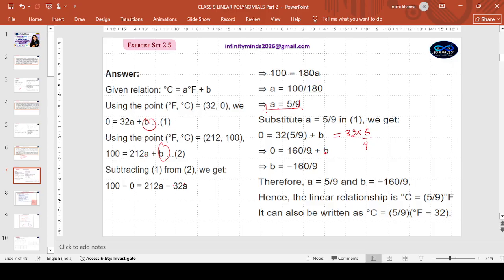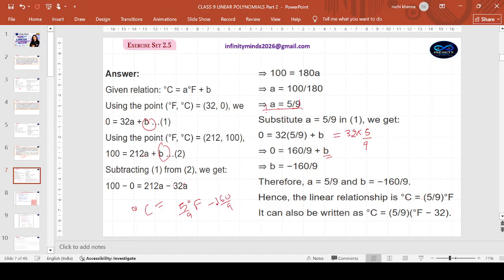Solving for b, it will go that side and it will become negative. So a becomes 5 by 9, hence the relationship will be given by degree Celsius equals a degree Fahrenheit plus b. So degree Celsius, your final answer will become a, which is 5 by 9 times degree Fahrenheit, and b, which is minus 160 by 9.